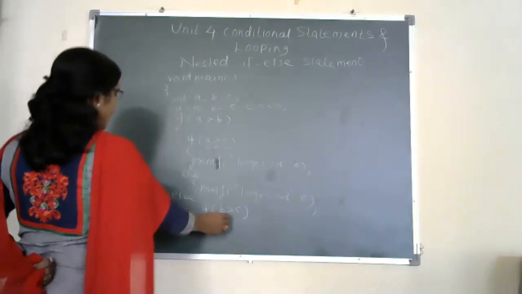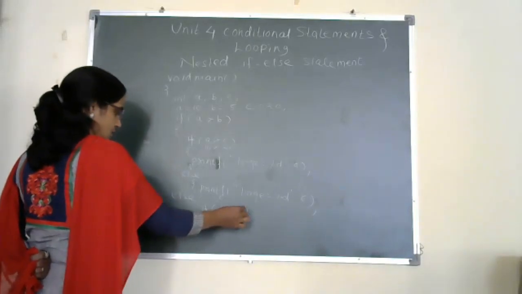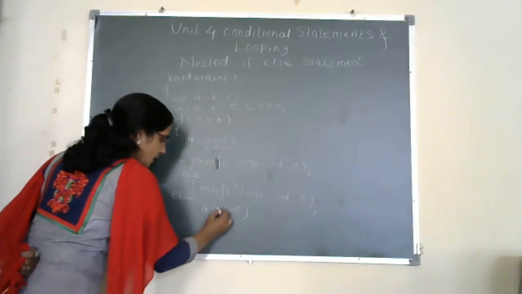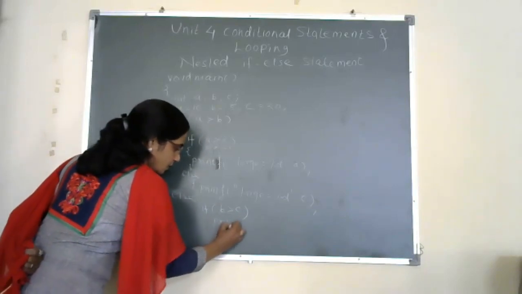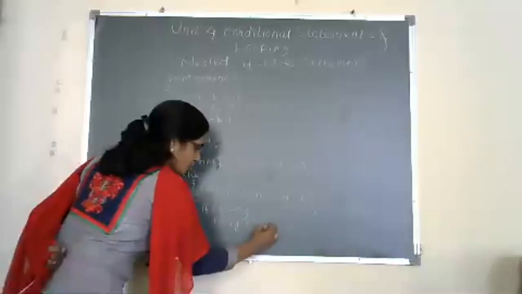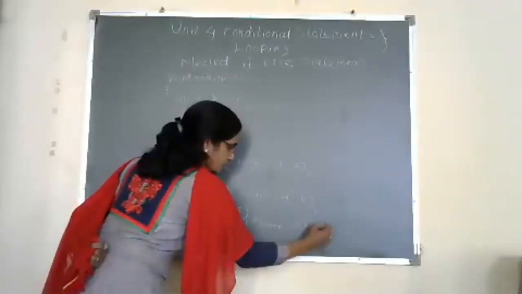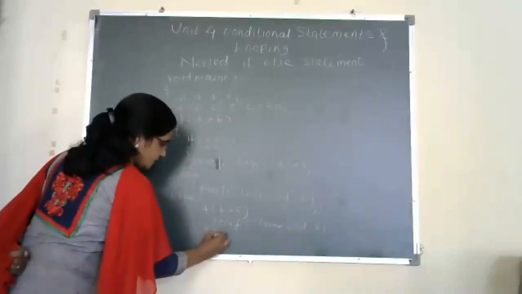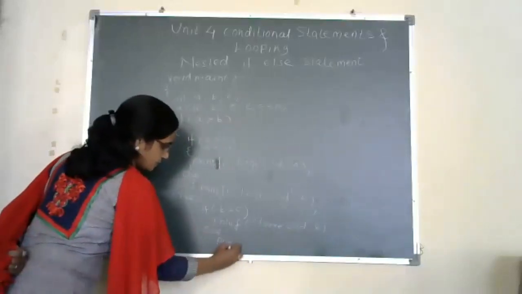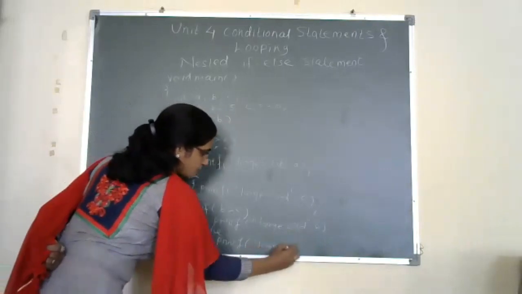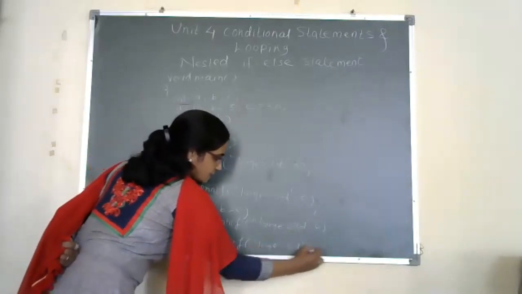In the else part, if B is greater than C and the condition is true, then printf large equal to what? B. Large equal to percent d, B. Otherwise, printf large equal to what? C. Large equal to percent d, C.